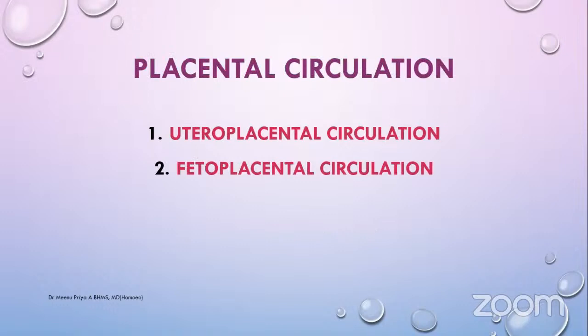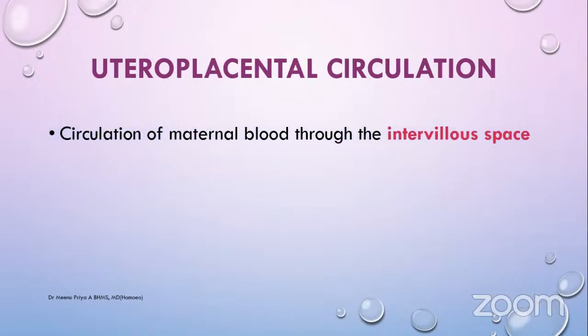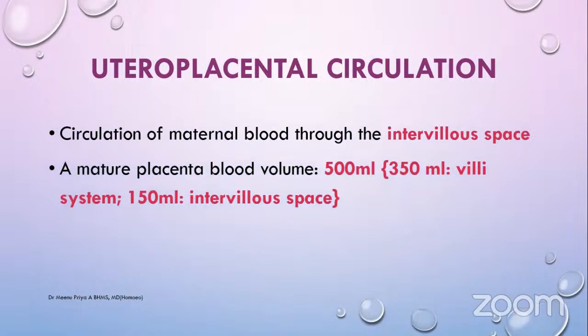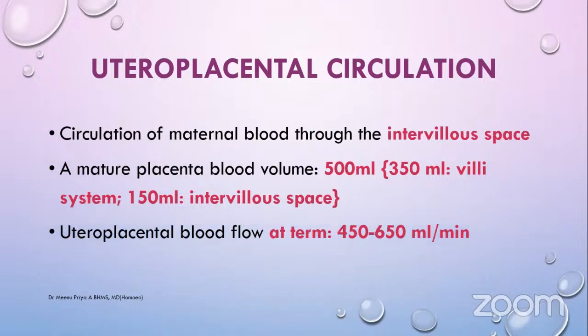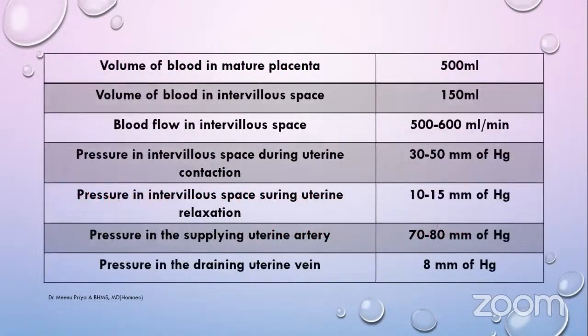Next, placental circulation. It is divided into uteroplacental circulation and fetoplacental circulation. Uteroplacental circulation is the circulation of maternal blood through the intervillous space, and the mature placenta blood volume, a question that can be asked, is 500 ml. Among that, 350 ml is in the villi system and 150 ml is in the intervillous space. In the villi system, the major contributor is the tertiary villi. And uteroplacental blood flow at term is 450 to 650 ml per minute. These are a few measurements which you should remember.